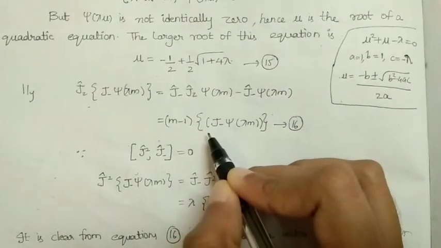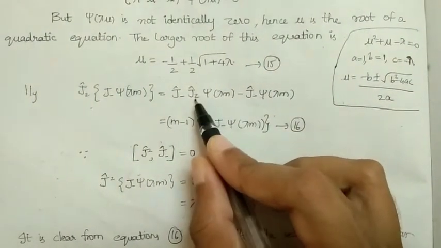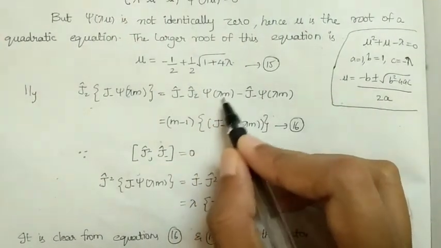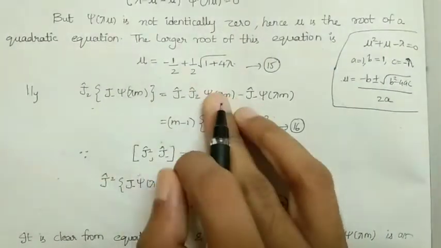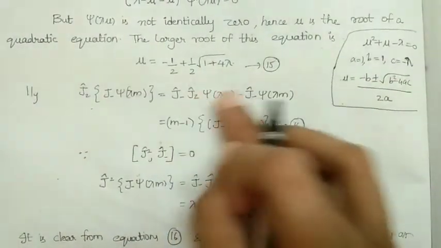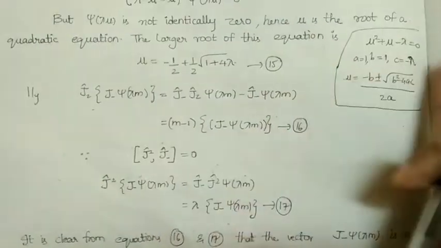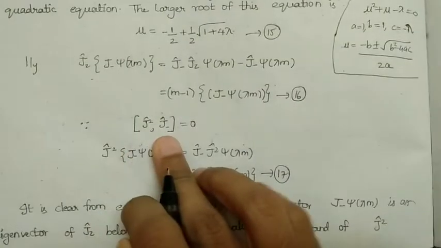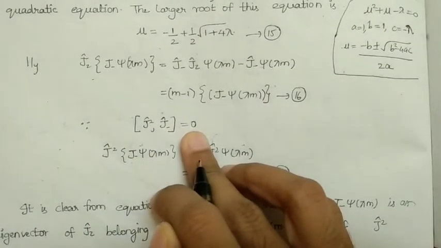And here if we see jz operating on this wave function, m into psi of lambda m. So j minus psi of lambda m could be taken as common. So m minus 1, you would have m minus 1. And j square operating on j minus psi would give us lambda.